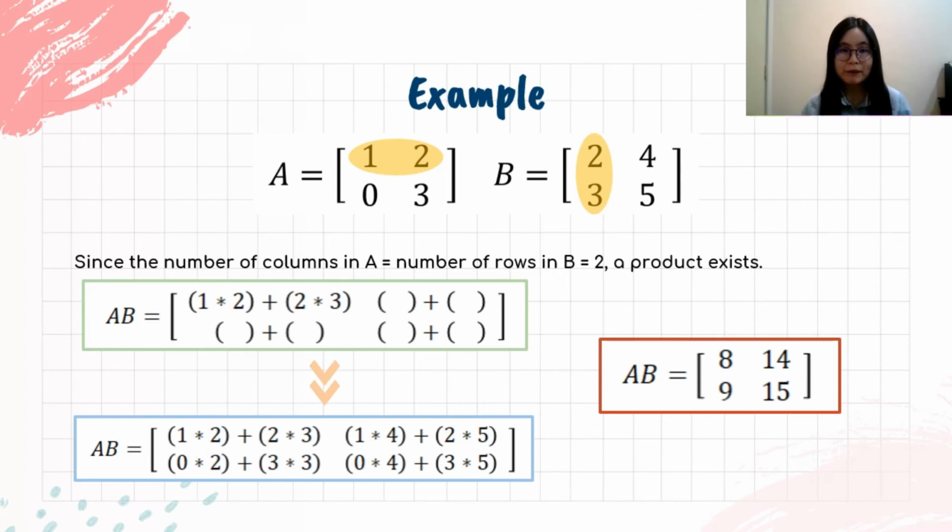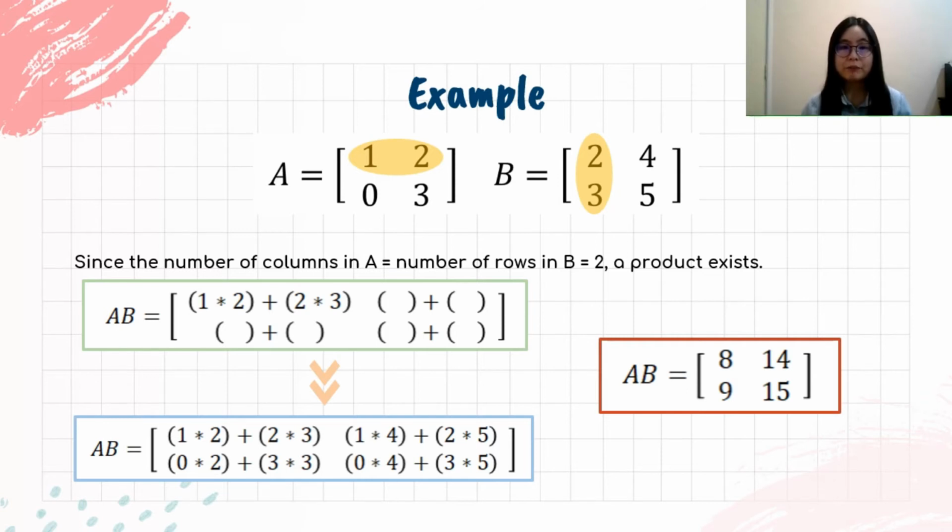From this example, the first element of matrix A, which is 1, is multiplied by the first element of the first column of matrix B, which is 2. Then we add the second element of matrix A, which is 2, times the second element of the column of matrix B, which is 3. Hence, we get the equation 1 times 2 plus 2 times 3. This will be the first element in the resultant matrix.